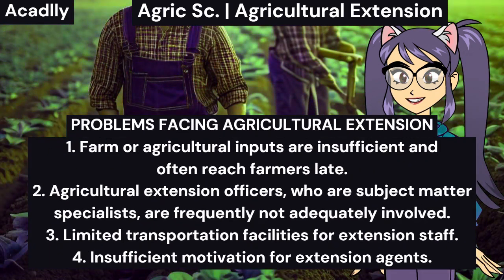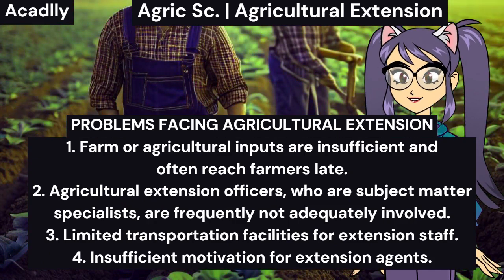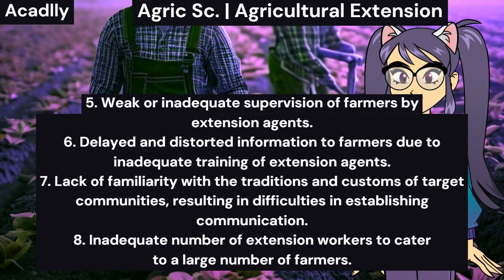Problems facing agricultural extension. 1. Farmer agricultural inputs are insufficient and often reach farmers late. 2. Agricultural extension officers, who are subject matter specialists, are frequently not adequately involved. 3. Limited transportation facilities for extension staff. 4. Insufficient motivation for extension agents. 5. Weak or inadequate supervision of farmers by extension agents. 6. Delayed and distorted information to farmers, due to inadequate training of extension agents.